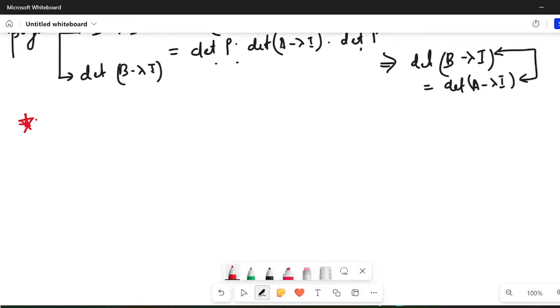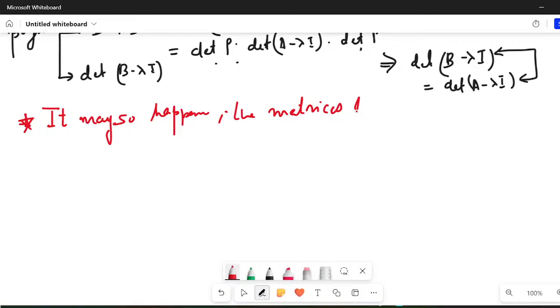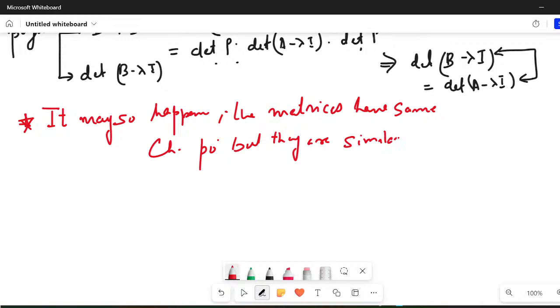Okay, now please remember that it may so happen that the matrices have the same characteristic polynomial, but they are not similar. Please remember, if they are similar, then they will have the same characteristic polynomial.